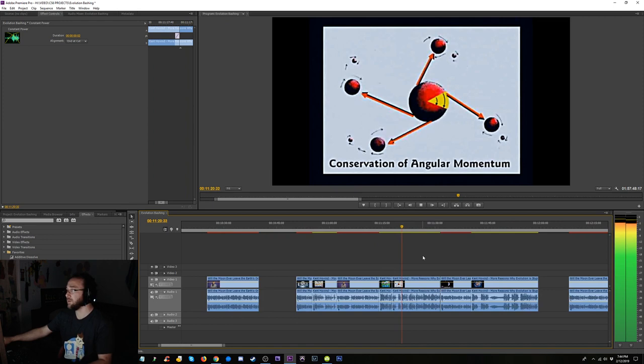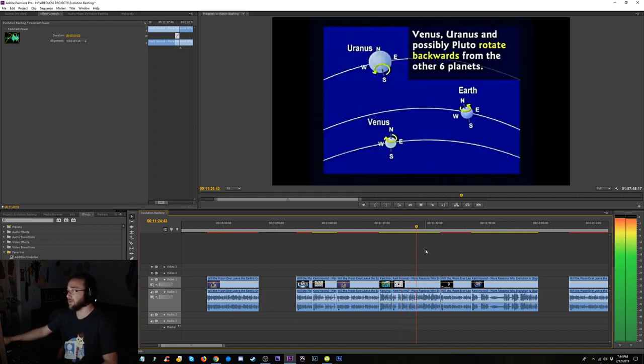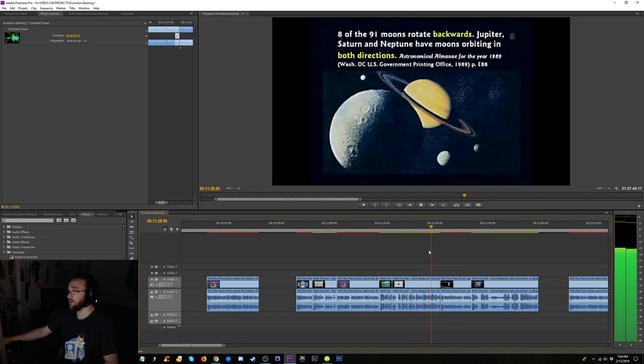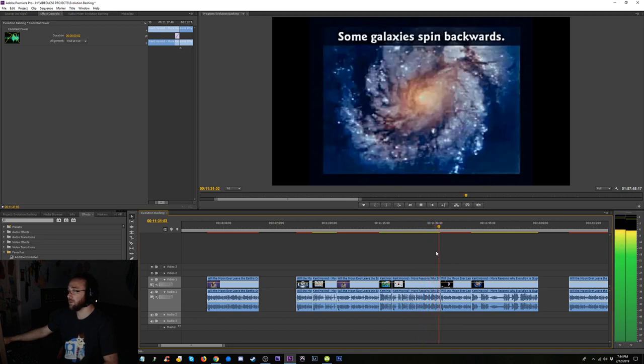So when they tell you that it all came from a spinning dot, it's silly. It violates common sense laws. Two planets, Venus and Uranus, are spinning backwards. 8 of the 91 known moons are spinning backwards. 3 planets have moons going both directions at the same time.